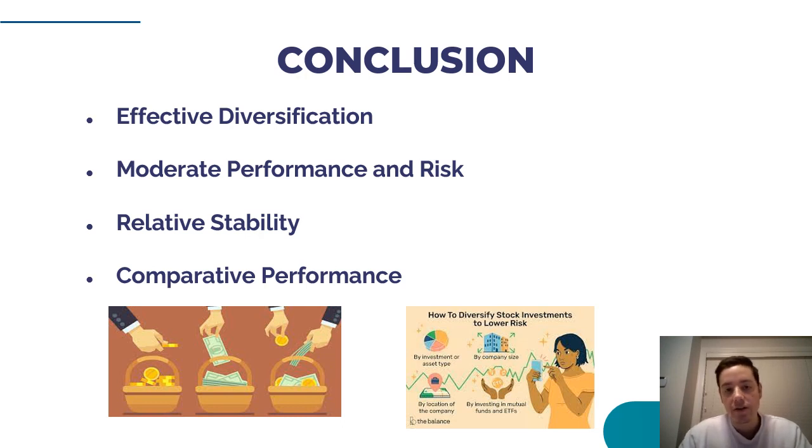The third is relative stability. The portfolio's lower volatility compared to some ETF assets suggests it has maintained a certain stability over time. This could be appealing to investors who prefer a more stable investment. And fourth, comparative performance. Comparing the portfolio performance with other ETFs indicates that it has maintained a stable performance without experiencing significant peaks.